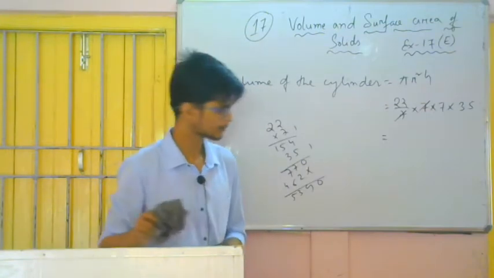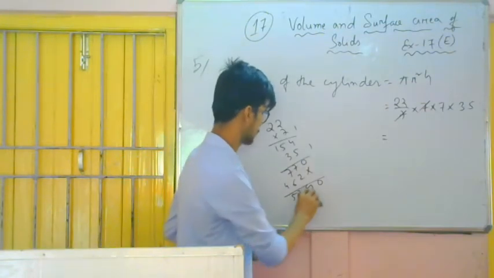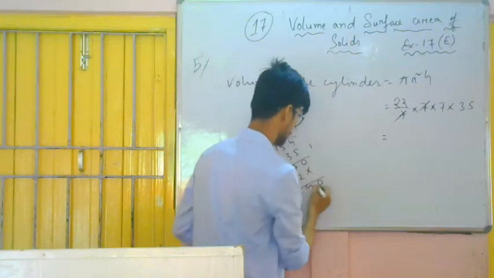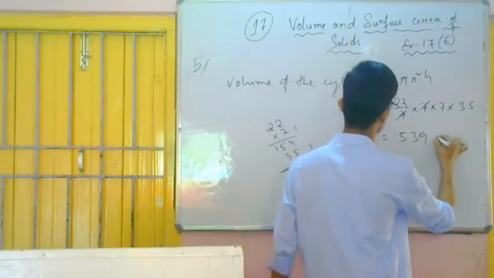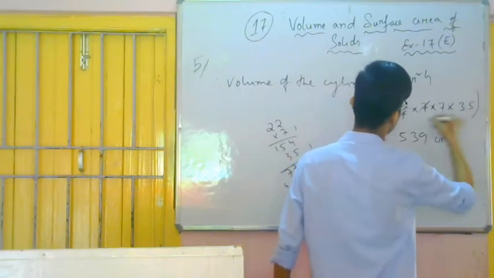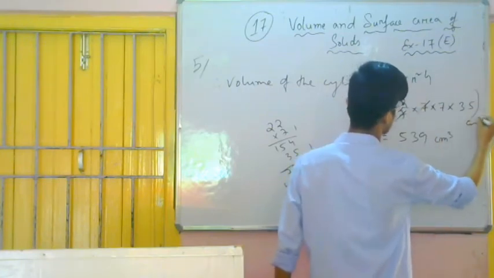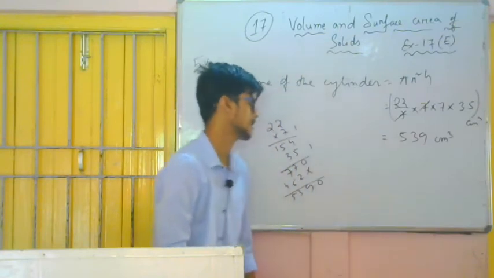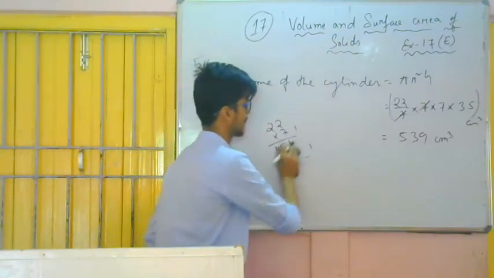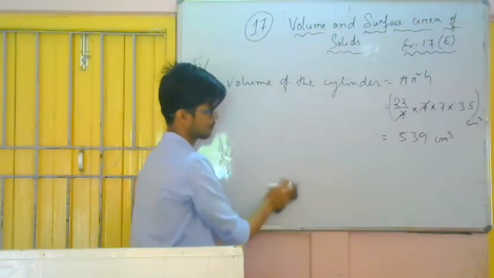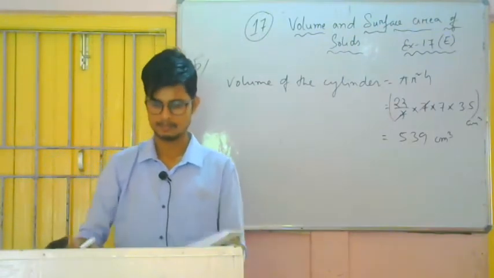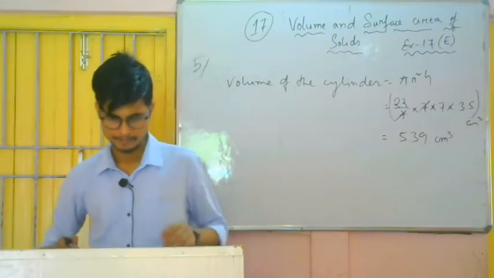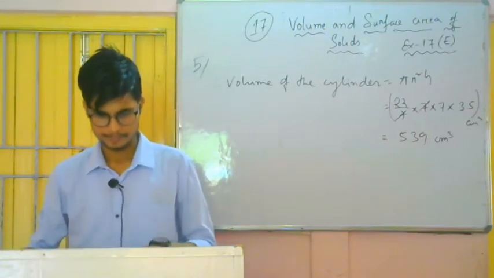53.90. No, sorry, only one place decimal, so it will be 539.0. So I can write it as 539 centimeter cube. Here also you give the unit cm cube. 539.0, that means 539 cm cube. Okay. So now question number 6.